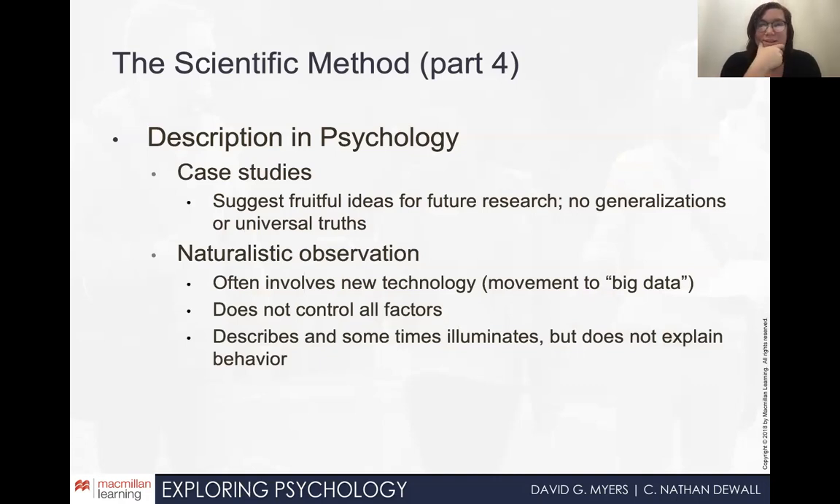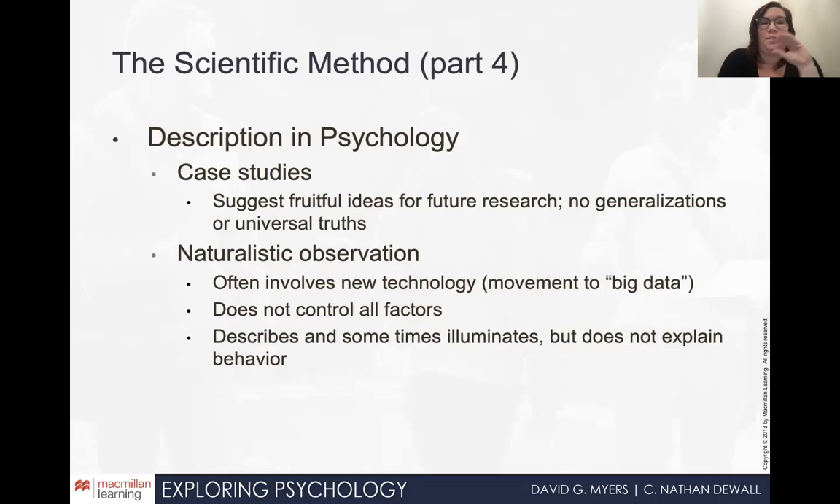We talked about case studies. Case studies suggest fruitful ideas for future research. We cannot generalize and we cannot obtain universal truth from case studies. You need a lot of statistical power, and that comes from having a lot of people or a lot of instances of data, like data points. And in a case study, you only have one, right? So you cannot generalize from that one case study, but you can pull ideas for future research.